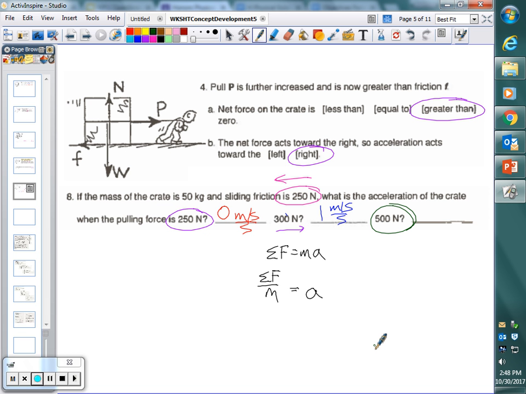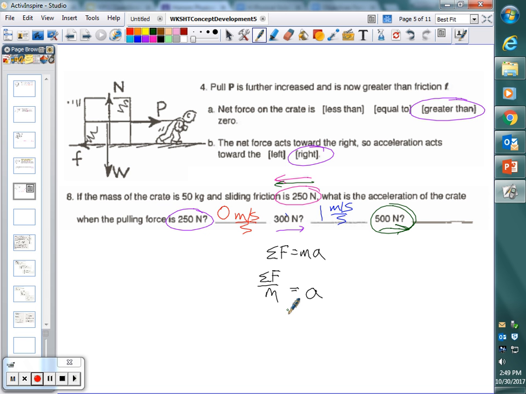Okay. Last example. The pulling force has now increased to 500 newtons. What's the net force? 250, right? We've got 500 this way, but still 250 this way. So 500 minus 250, the net force is 250. What's the acceleration?